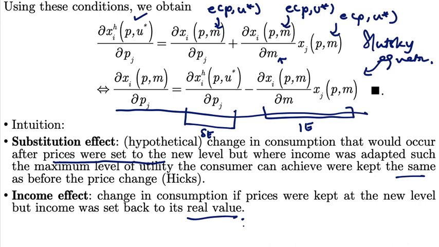So by decomposing the total effect of a price change on the Hicksian demand of good i, into substitution and income effect, it is very useful because we are now able to characterize the single effects in more detail. It leads to the next one.